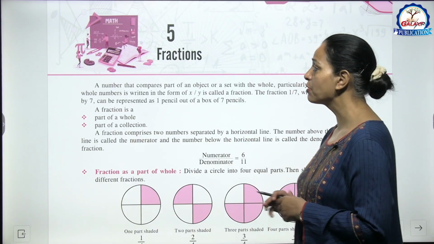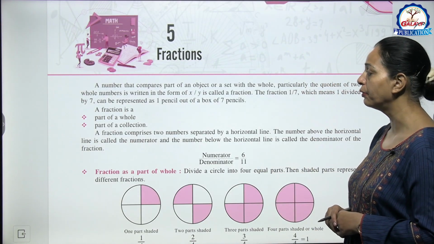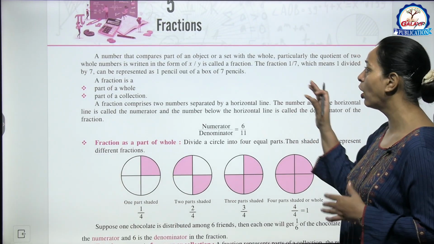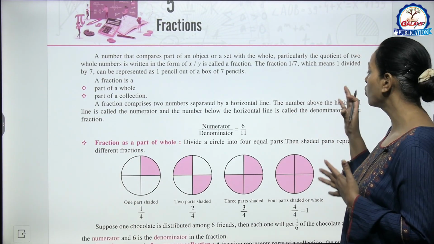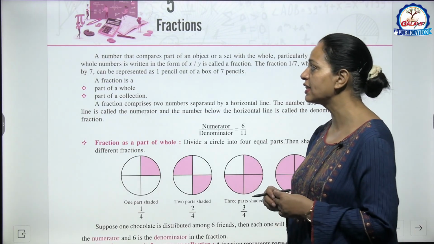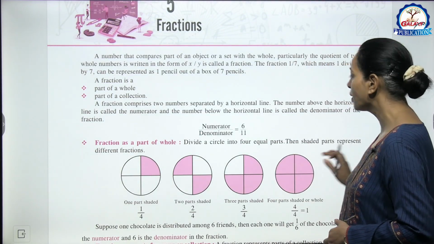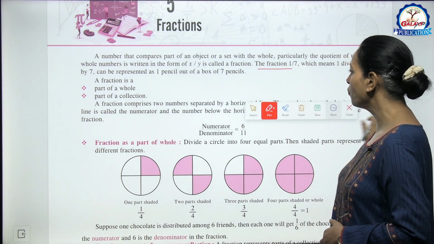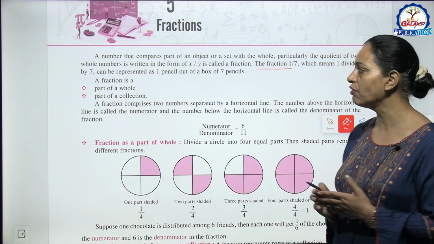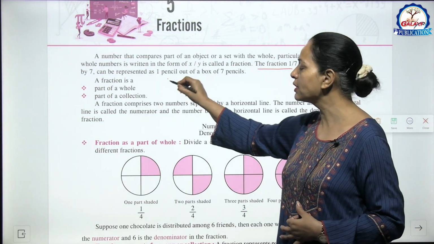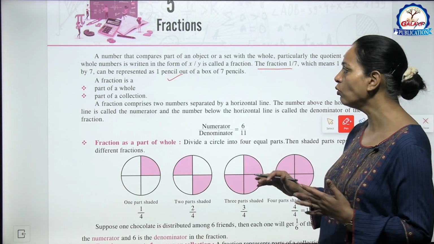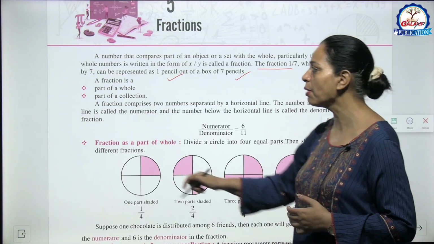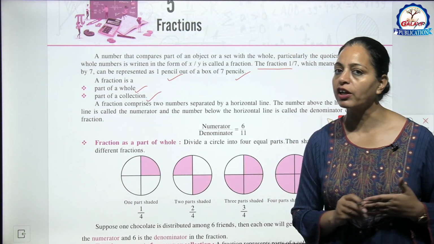Now we are starting chapter 5, Fractions. A fraction is a number that compares part of an object or a set with the whole. Particularly, the quotient of two whole numbers is written in the form of x upon y. It is called a fraction. The fraction 1 by 7, which means 1 divided by 7, can be represented as one pencil out of a box of 7 pencils. So a fraction is a part of a whole, a part of a collection.